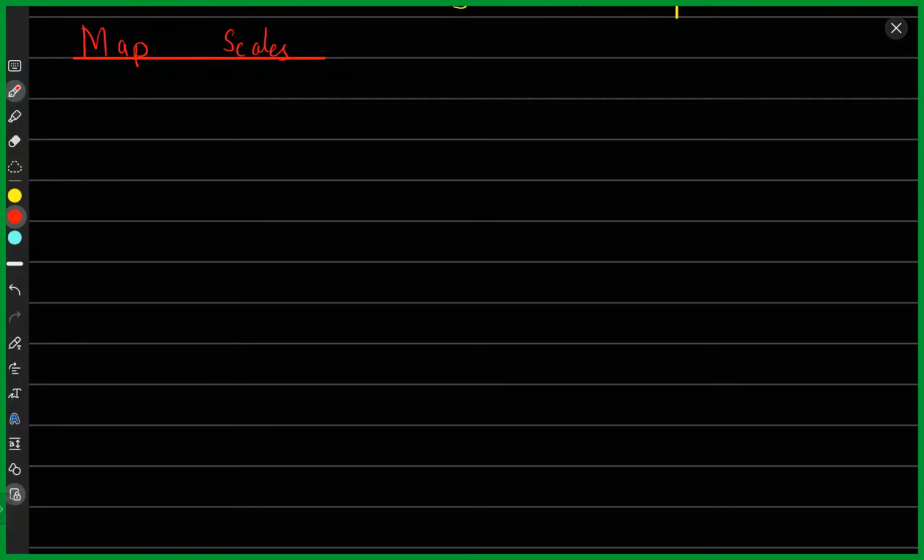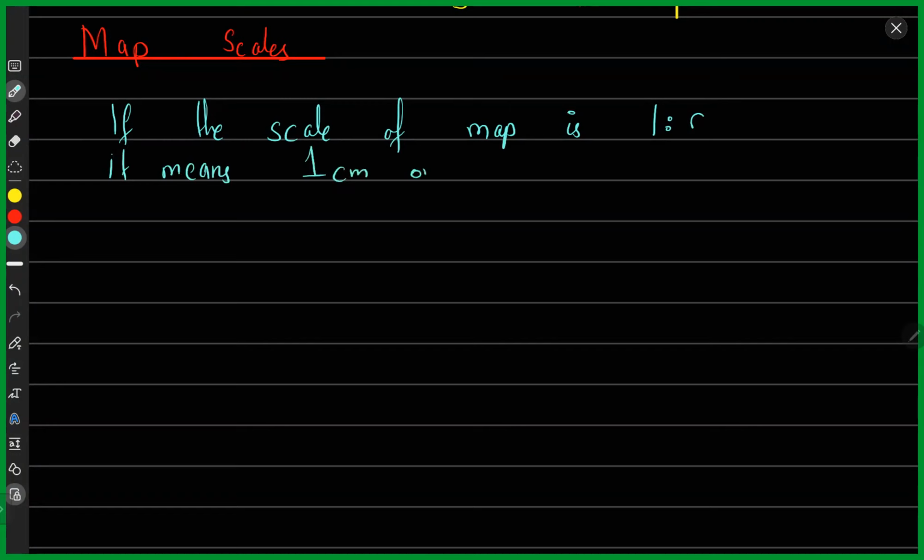All right, so let me write down a map scale. If the scale of map is 1:R, it means 1 centimeter on map represents R centimeters on actual piece of land.